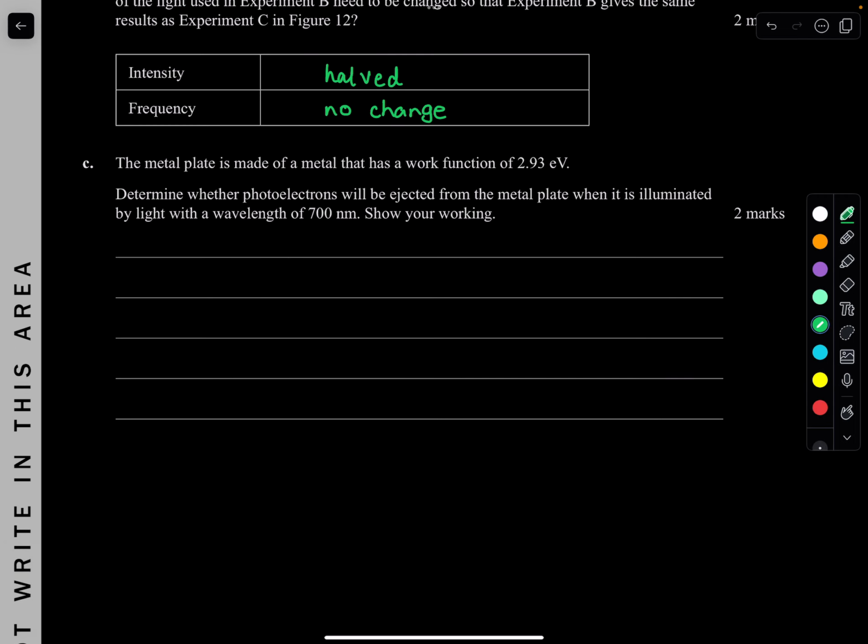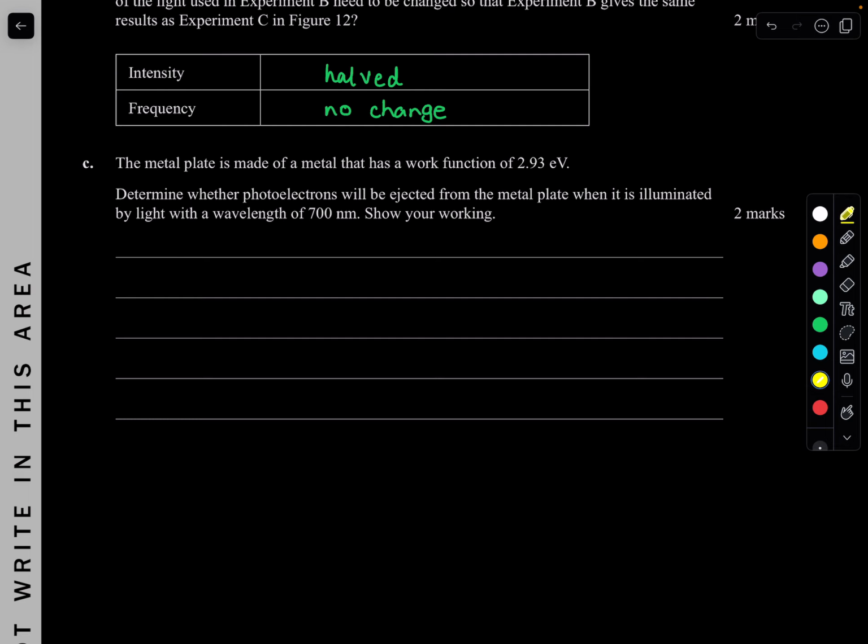Question C. Let's have a try at this question. The metal plate is made of metal that has a work function of 2.93 electronvolts. Determine if the photoelectrons will be ejected from the metal plate when it is illuminated by light with a wavelength of 700 nanometers.